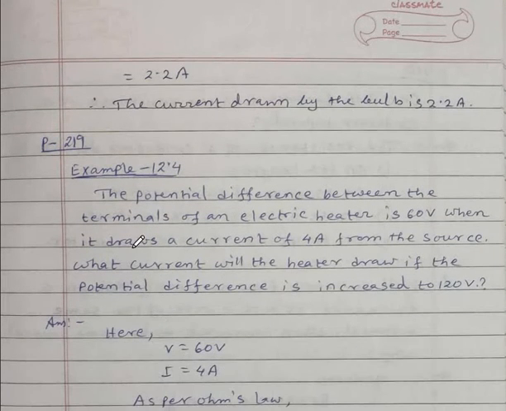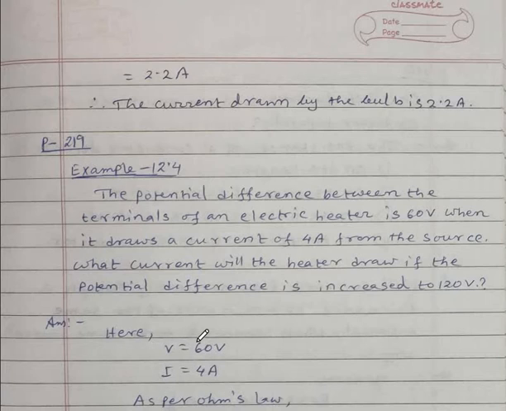Look at the question. The potential difference between the terminals of an electric heater is 60 volt. When it draws a current of 4 ampere from the source, what current will the heater draw if the potential difference is increased to 120 volt? So 60 volt, current draws 4 ampere. When the voltage increases to 120 volt, definitely double current will flow. There's no doubt. But we have to show the calculation.